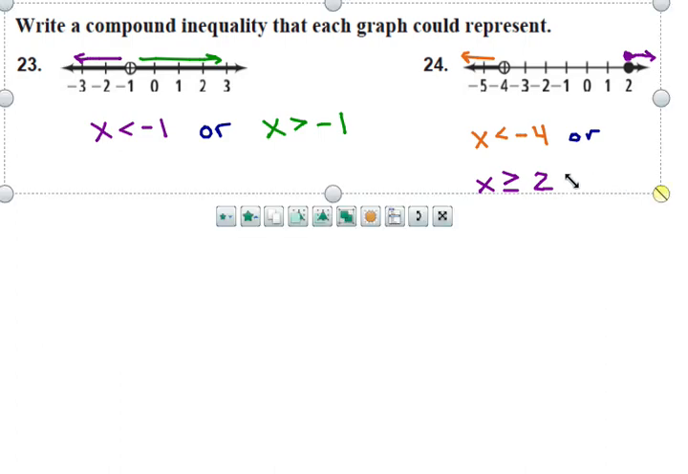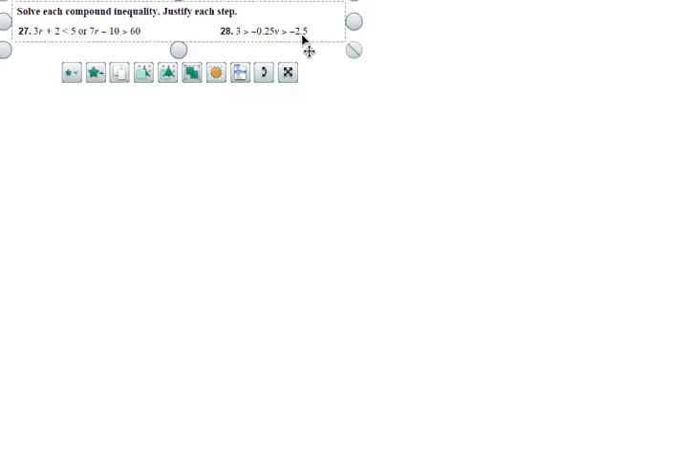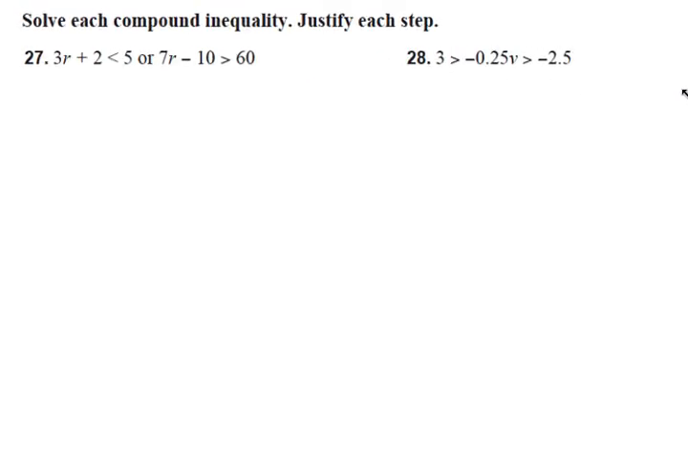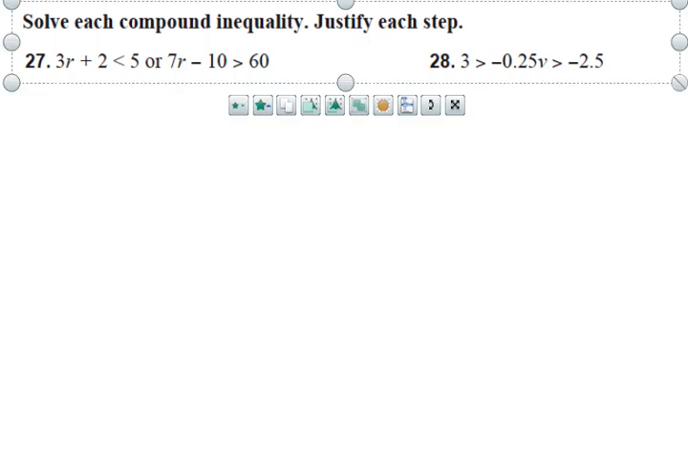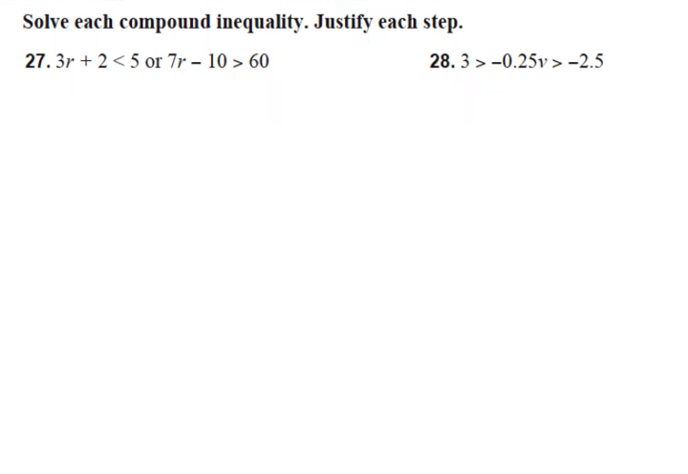Next one we're going to take a look at is another compound inequality, but kind of complicated and ugly. And then I think we'll finish off with a story problem. So solving each of these, justifying each step. All right, so this one is written as an or. So this will be a good example of the or situation. Just solve each. It's just two different equations. There's an equation, or there's an equation.